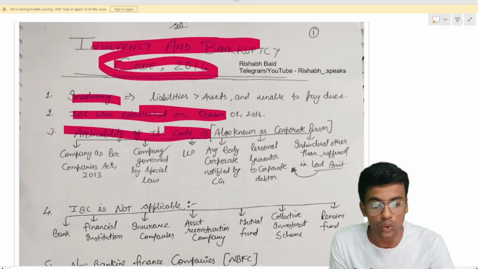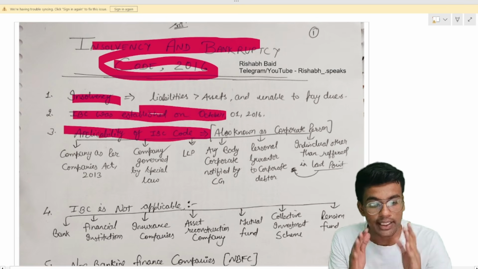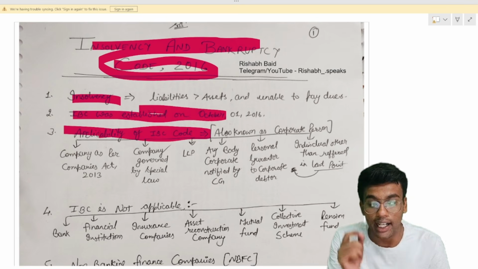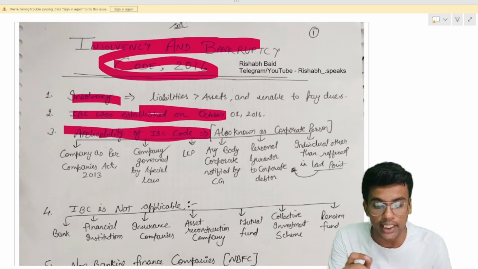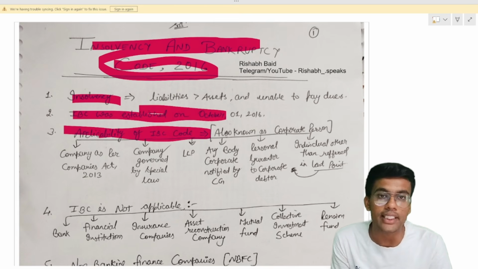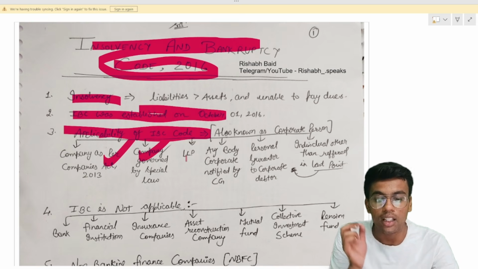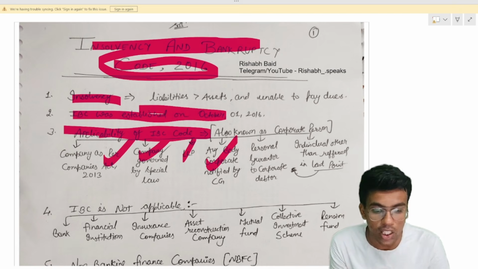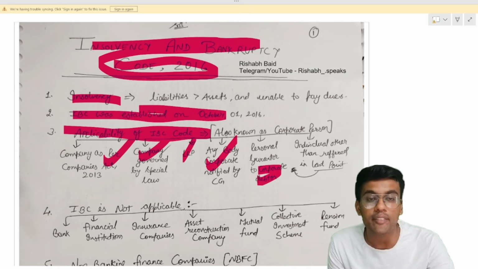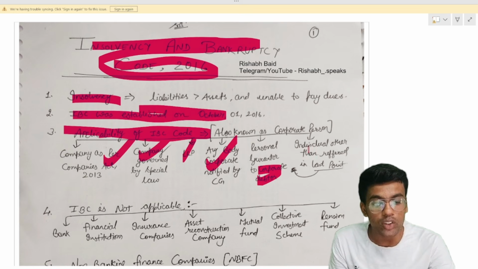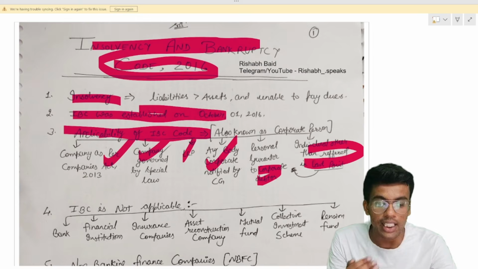Applicability of the IBC code. To whom is IBC applicable? IBC is not applicable to individuals. IBC is only applicable to corporates, companies as per the Companies Act 2013, companies which are governed by special laws, limited liability partnerships, any body corporate which is notified by the central government, and personal guarantors of the corporate debtor. The definition of corporate debtor we will learn in the subsequent part. Individuals other than persons referred in the last point.